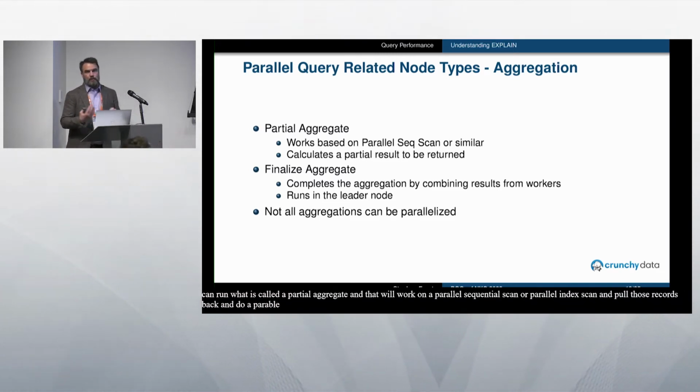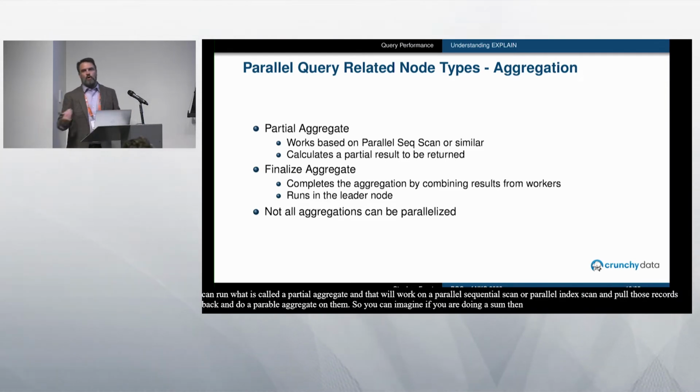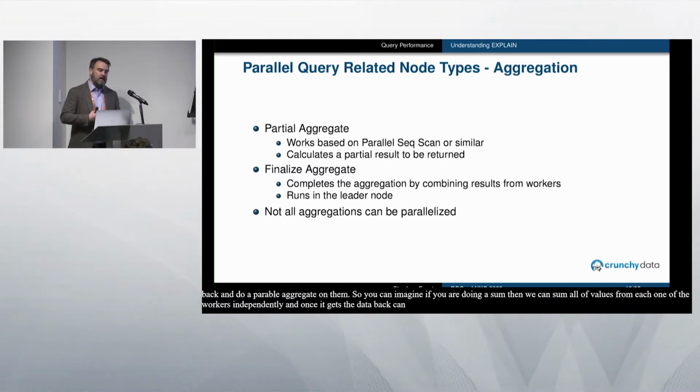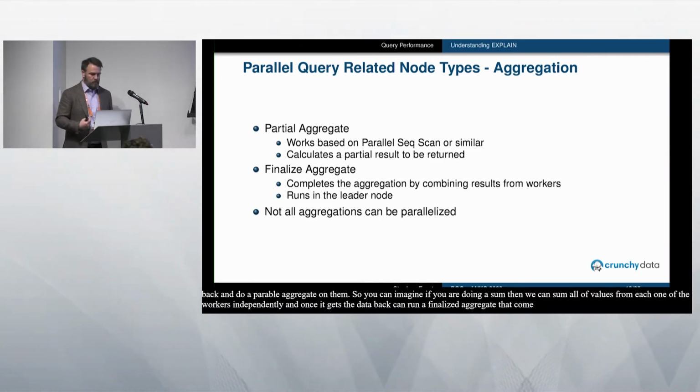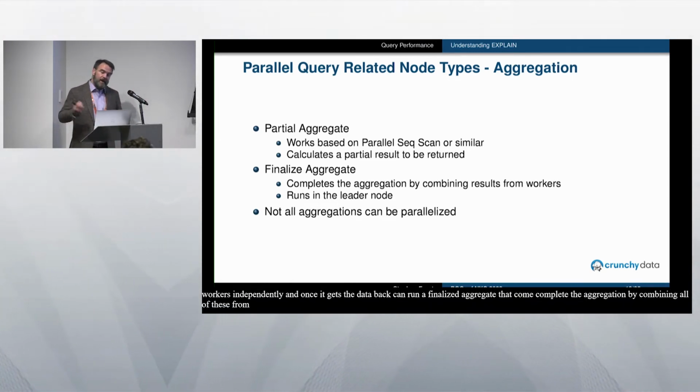So you can imagine if you're doing a sum, right, then we can sum all the values from each one of the workers independently, and then the leader node, once it gets the data back, can run what's called a finalized aggregate. And what that's going to do is complete the aggregation by combining the results from all of those different workers. Obviously, the finalized aggregate always runs in the leader node. And not all aggregations are able to be parallelized, unfortunately. A lot of them are, though.